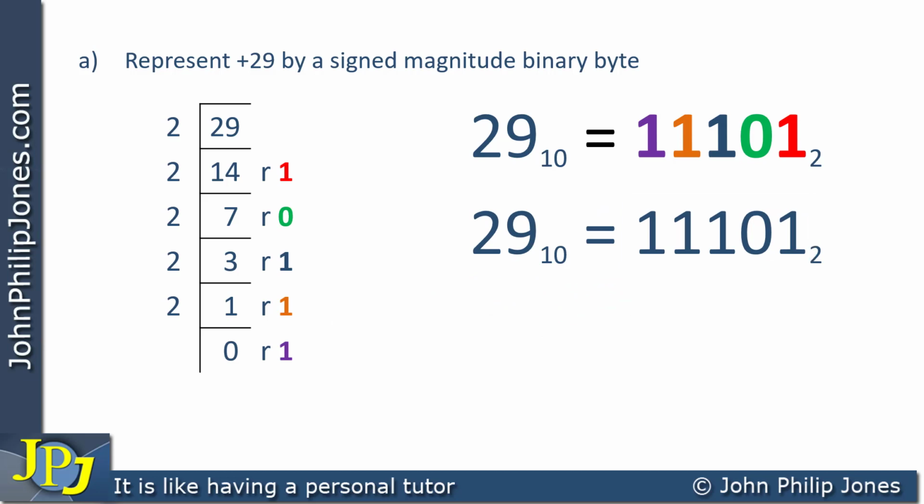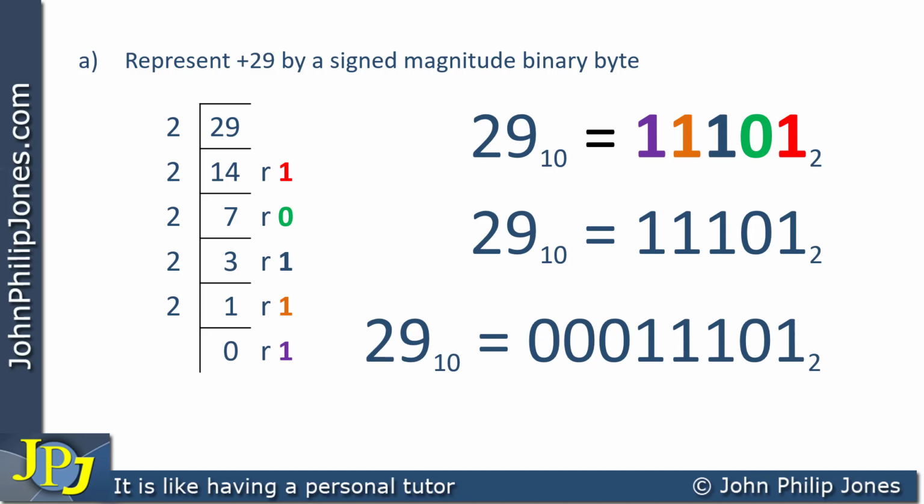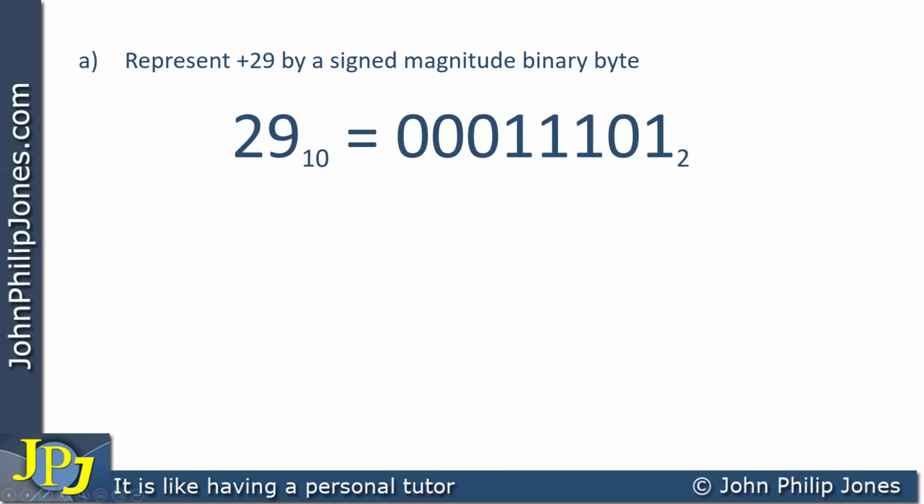Now I have to have 8 bits in order to represent plus 29 by a signed magnitude binary byte. So if you look here you can see that I've added in this position 3 zeros in the most significant position, and those 3 zeros therefore don't have any value. So this binary pattern represents 29 in the same way this represents 29, but the fact that I've put these here means that overall we have a byte. Let's focus on the binary byte for the 29.